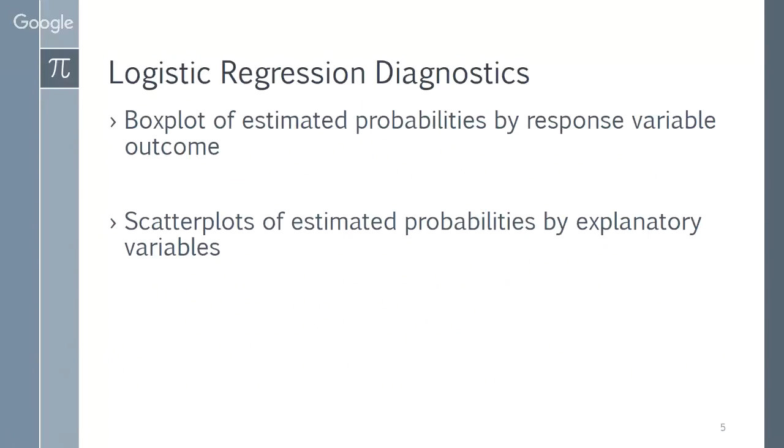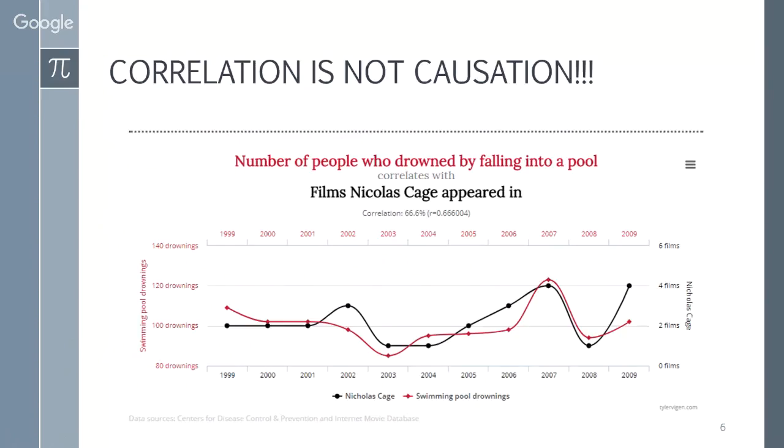That's a perfect model, right? So there's going to be some variation there, but we want to see box plots that don't overlap. And we're going to do examples of all of this. And then we should also do scatter plots of estimated probabilities by our explanatory variables.